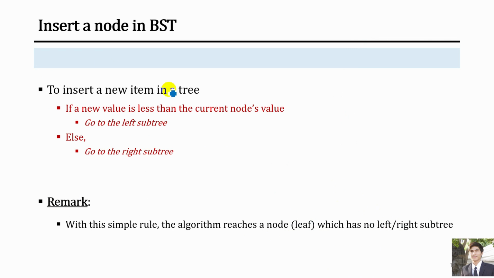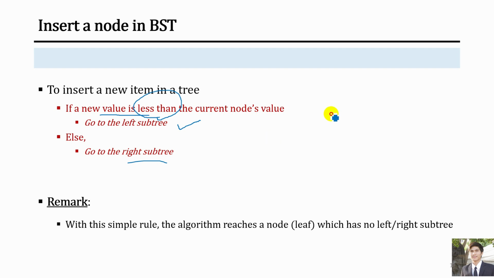To insert a node in a binary search tree, we have a rule. We check whether the value is less than the current node, then we go to the left subtree. This new data should be inserted into the left subtree, and we keep doing the same process, comparing with another number until we reach a leaf node, where we will insert the number. In the case that the number is greater than the current node, starting from the root, we go right on the subtree. With this simple rule, our algorithm will reach a leaf node which has no left and right subtree.